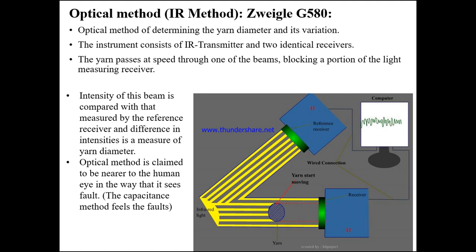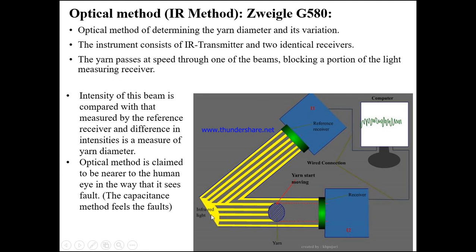Then another method, the optical method, where infrared radiation, the IR method, is used for measurement of the irregularity of the yarn. The name of the instrument is Jenoptik G580. In this optical method, infrared radiation is used for measurement of yarn diameter. The yarn passes at a speed through one of the beams, blocking a portion of the light, measured by the receiver. Here you can see the infrared radiation.